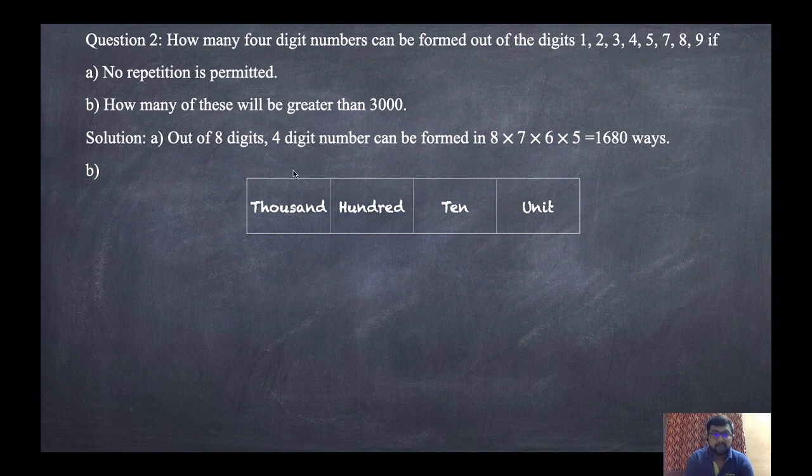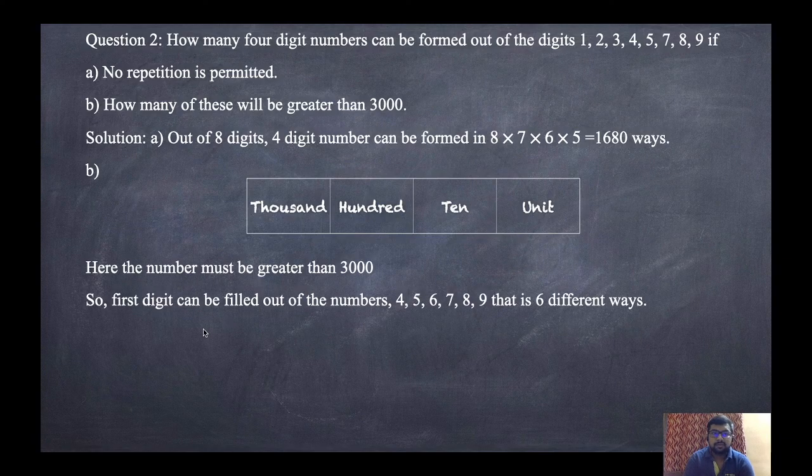So for thousands place, how many possibilities are left? So we have total 8 digits, and 2 are not included. So that means the thousands place or first digit can be chosen in 6 ways. So here the number must be greater than 3000, so the first digit can be filled out of the numbers 3, 4, 5, 7, 8, 9. So that is 6 different ways.